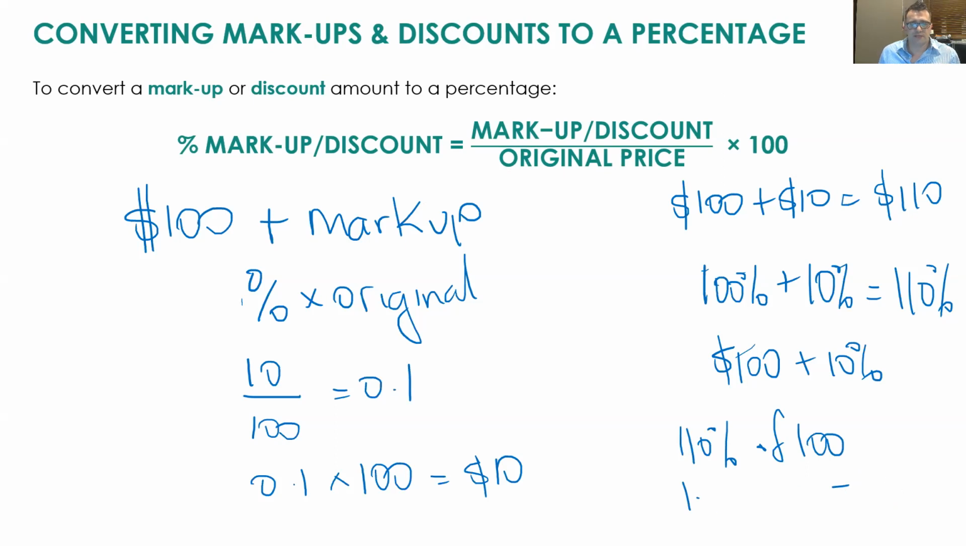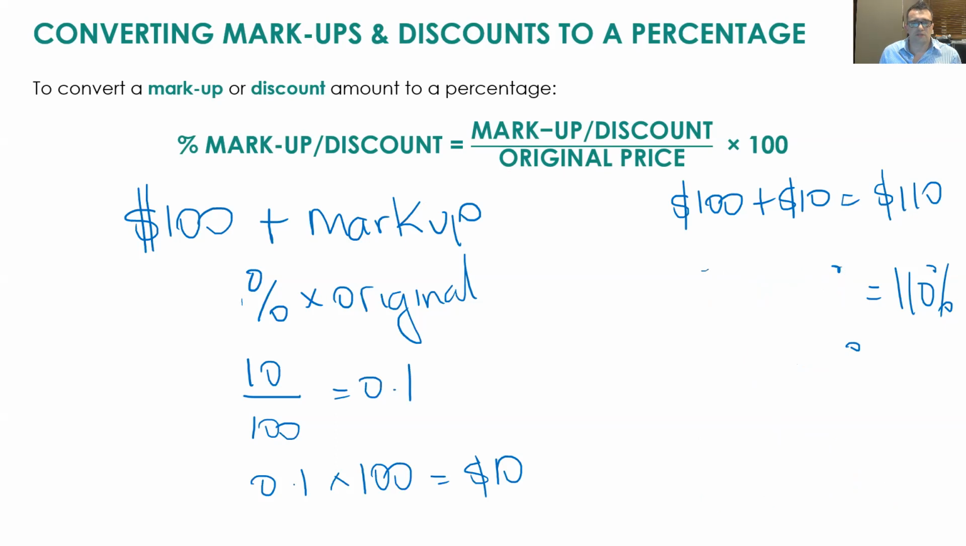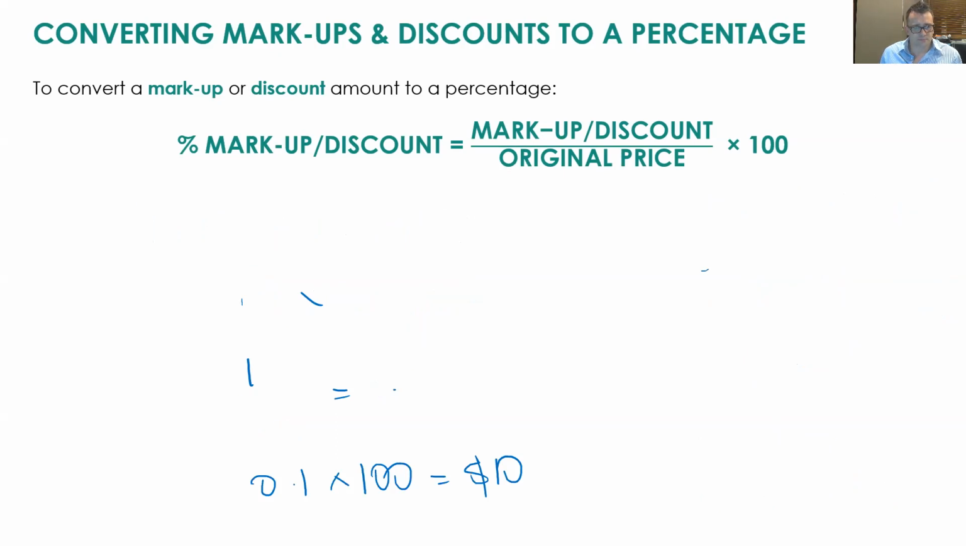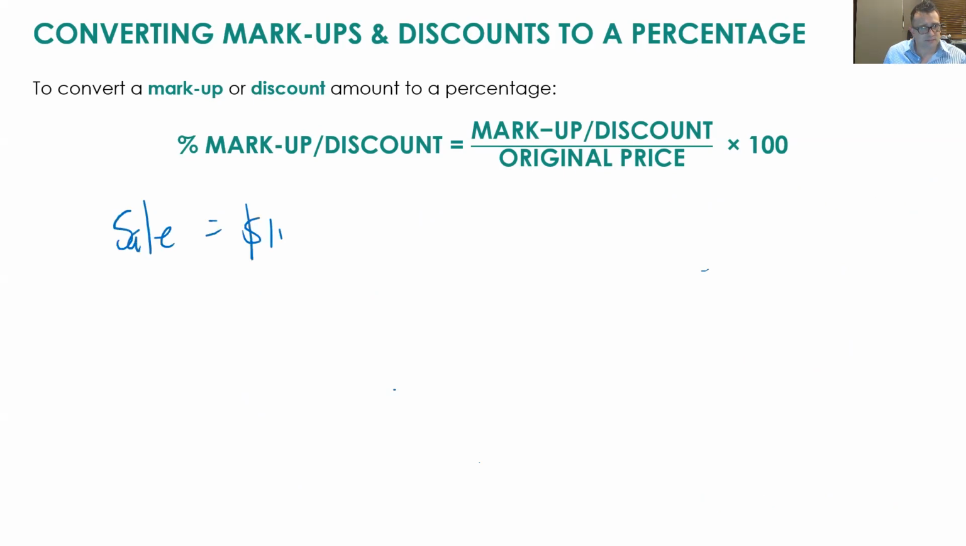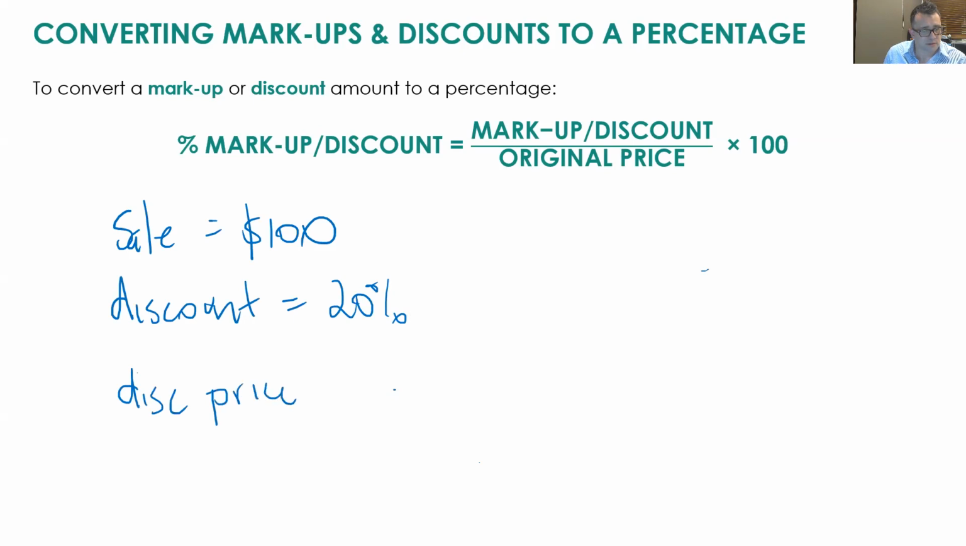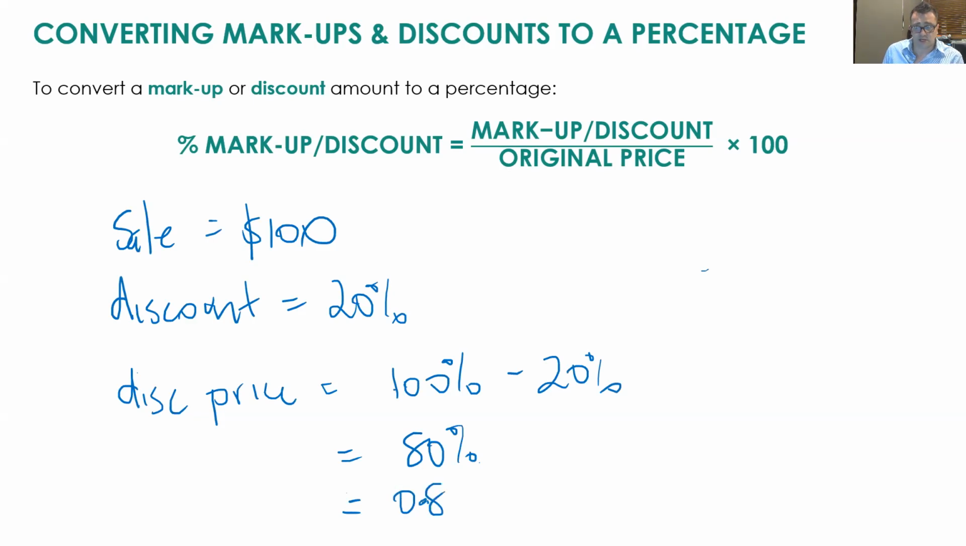So if we were to redo this and think about this as a discount, just going to get rid of all of this. Let's just stick with our $100. If our sale price is $100 and our discount is 20%, we're being charged, so our discounted price is 100% minus 20%, which is 80% of our original price. So our total discounted price is 0.8, because 80% is 0.8, multiplied by our original price, which is 100. So therefore, it is $80.